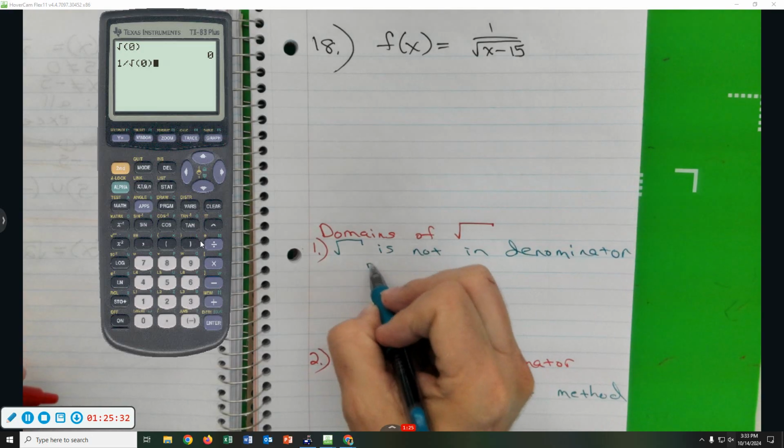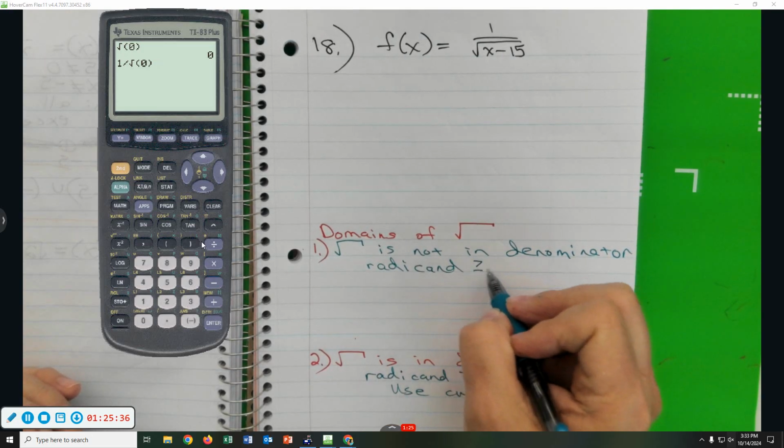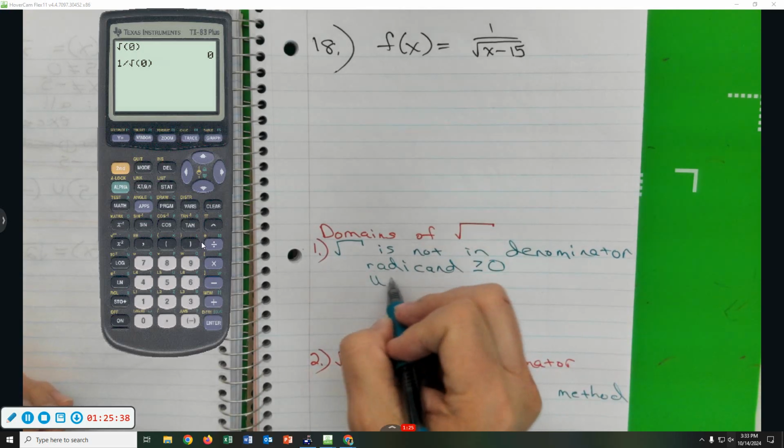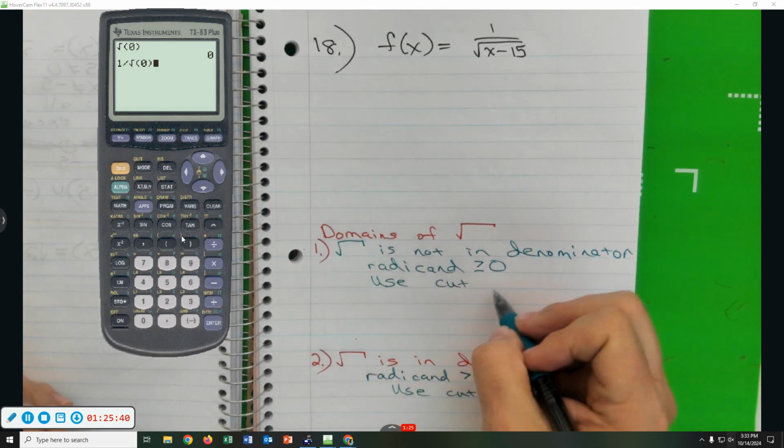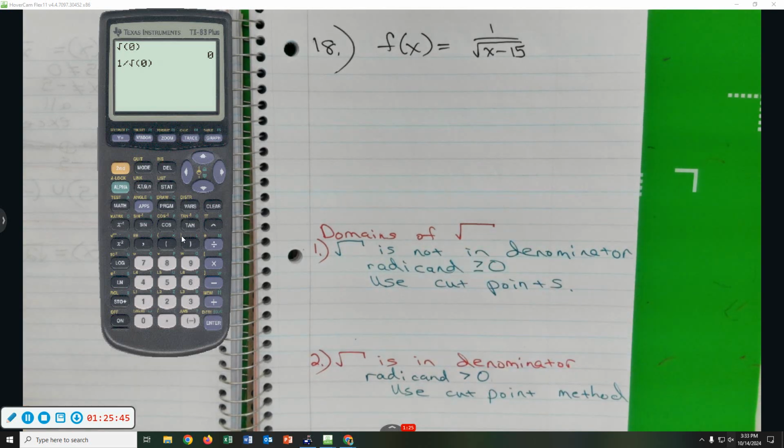So if the square root is not in the denominator, you set the radicand greater than or equal to 0 and use cut points. It's going to seem strange just because you never had a cut point problem that easy to solve. It's not hard.